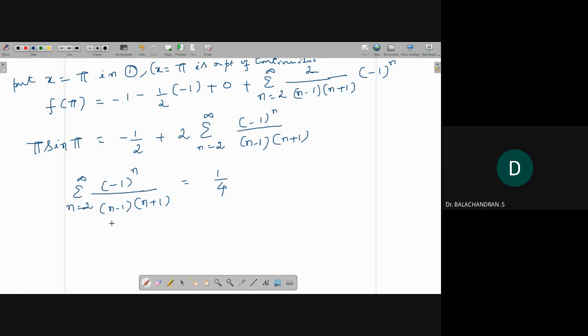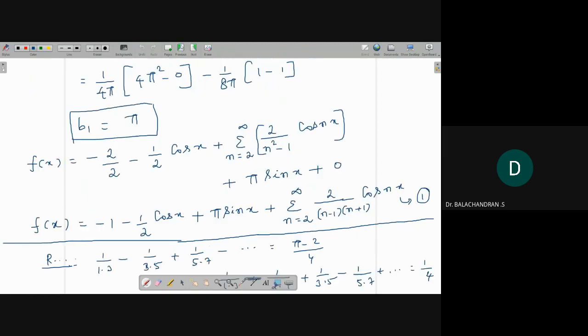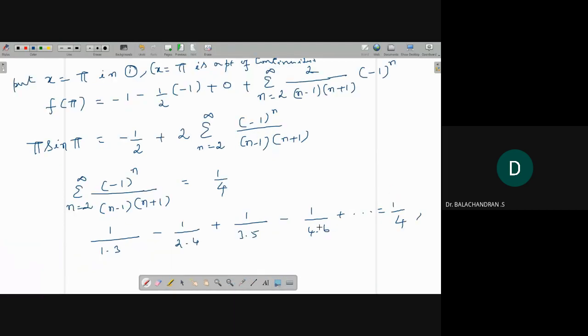Now substitute n equal to 2. You'll get 1 by 1 into 3. n equal to 3 means minus 1 by 2 into 4. n equal to 4 means 1 by 3 into 5, then minus 1 by 4 into 6. So it is going like this, and so on, which is equal to 1 by 4. So we proved the second one. Yes, proved the second series.